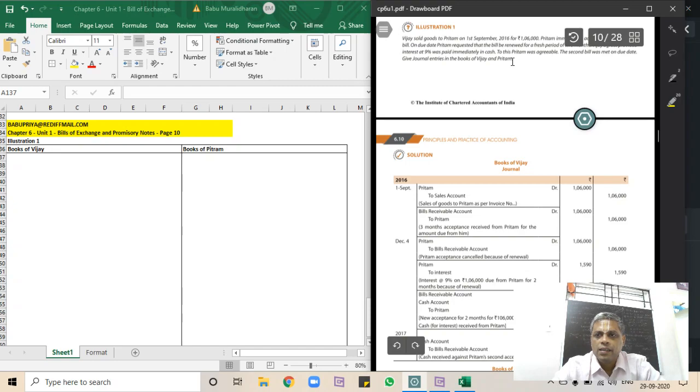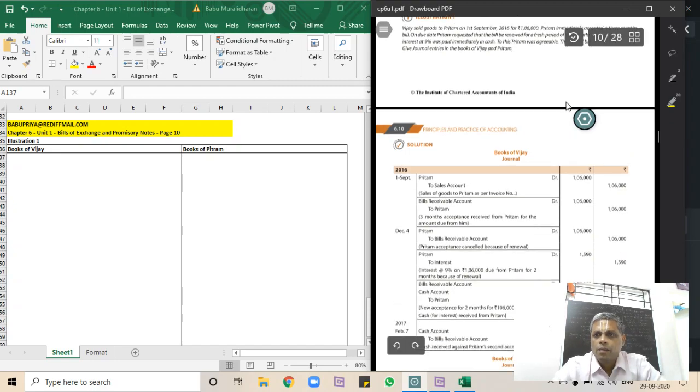Preetham immediately accepted a bill on the date. On due date, Preetham requested the bills be renewed for a fresh period of 2 months. Vijay agrees, provided interest at the rate of 9% was paid immediately in cash. To this, Preetham was agreeable. The second bill was met on due date. Give journal entries in the books of Vijay and Preetham.